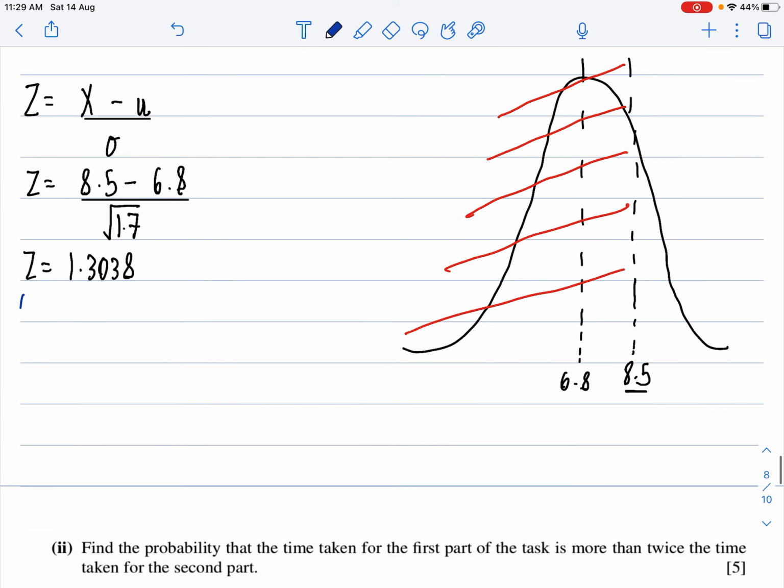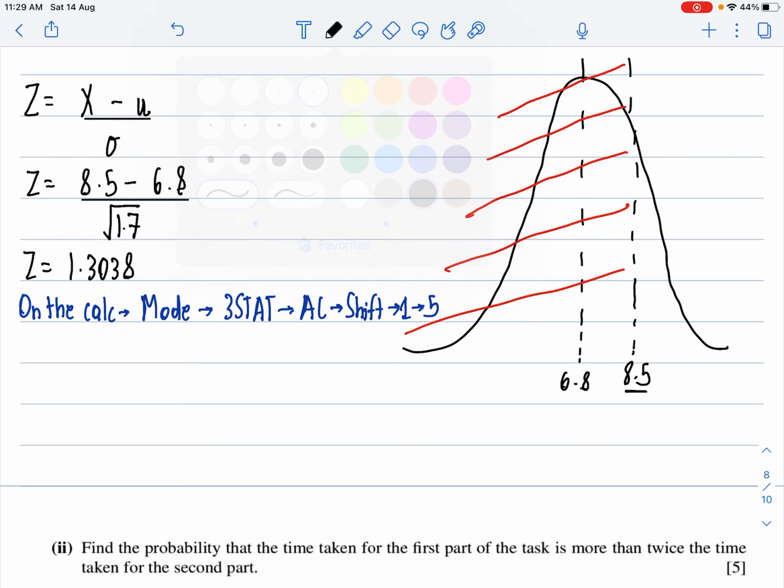Correct? Now you need to understand the calculator steps. It's important. On the calculator, you click on mode. When you click on mode, you click on 3 where stat is written. Then you click on AC. Then you click on shift. Then you click on 1 and then you click on 5. This is what you need to know. I'll just write this as shift 1 and 5. If this is the first time you are hearing this process, then please note it down, because this is basically to calculate the probability. Because once you have the z value, you need to calculate the probability.